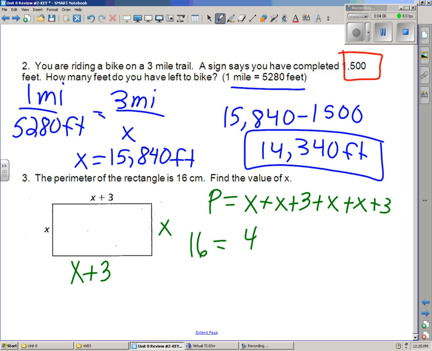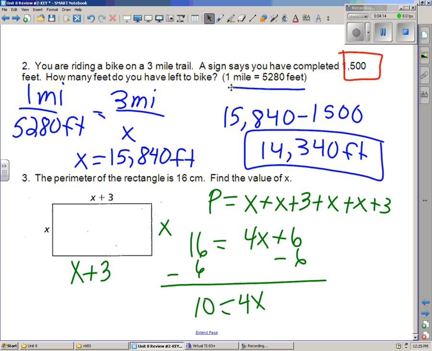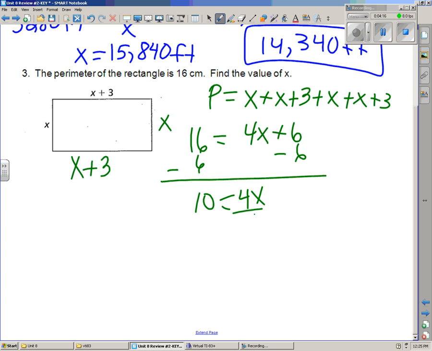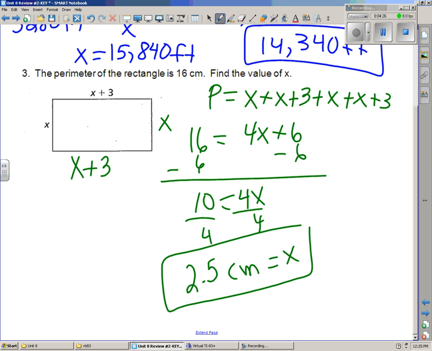When you combine like terms, you've got 4x plus 6. Subtract 6 from both sides. 10 equals 4x. Divide both sides by 4. And it's okay to get a decimal. It's not a big deal. Your answer becomes 2.5 equals x, or 2.5 centimeters if you want. I'm not so concerned about you labeling it, but definitely 2.5 is x.